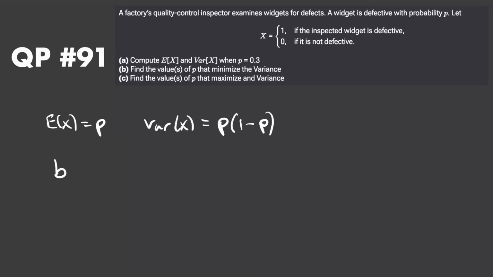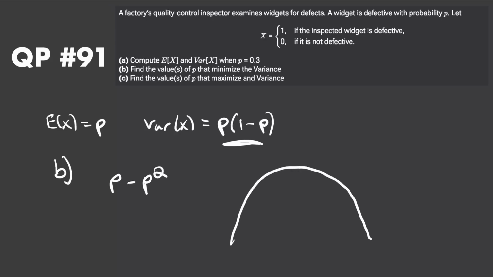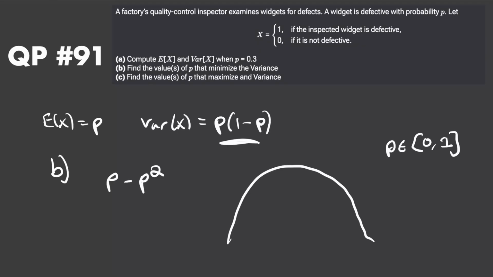Okay, so now in part B, it's asking us what values of p minimize this variance right here. So p times (1 minus p), that's equal to p minus p squared. That function is just going to look like an upside down parabola, right? We know that p is a probability, so it can only take values within the range of 0 to 1. So since the function of variance looks like an upside down parabola in this case, the minimum values that it's going to take are going to occur at our endpoints 0 and 1.